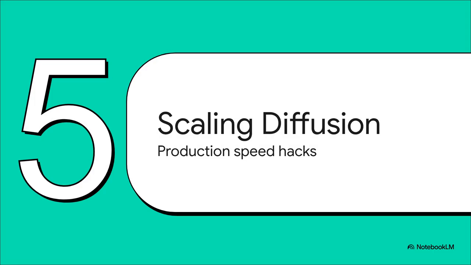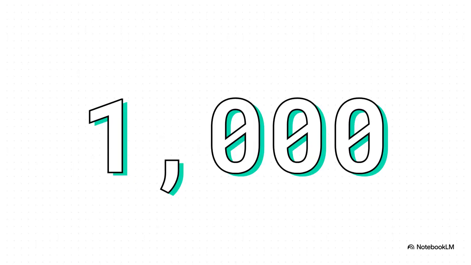Section 5. Scaling diffusion for production. The original DDPM paper was a massive breakthrough, but it had a bit of a fatal flaw. And that flaw was the number 1,000. It required 1,000 passes through a heavy neural network just to generate a single image. In a production environment where compute costs serious money and users expect instant gratification, this is a massive latency bottleneck. Literally nobody can afford to ship that.